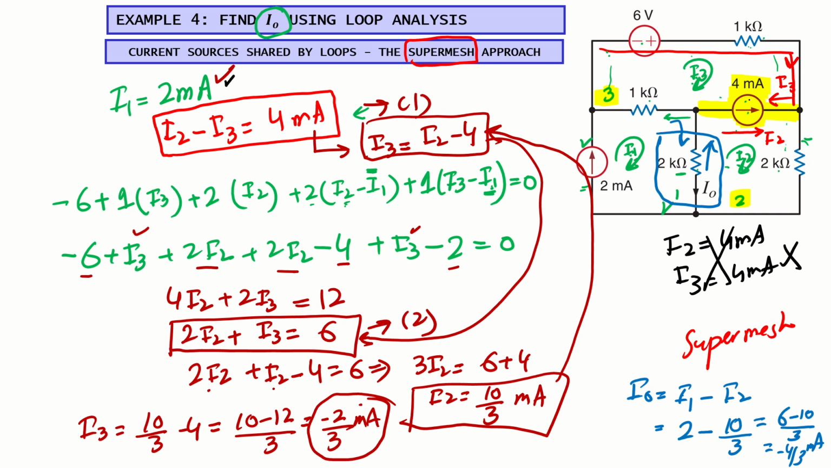The learning from this example is that you need to identify if there is a supermesh in your circuit, then write a separate equation for that current source only, and then write the supermesh equation like this. Then just follow the simple approach to solve those equations and get the values of I1, I2, and I3 for this case. And lastly, just find whatever desired output variable you need based on the values of the found currents. Thank you so much.